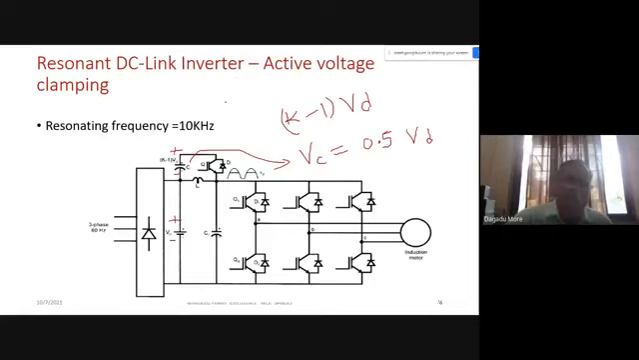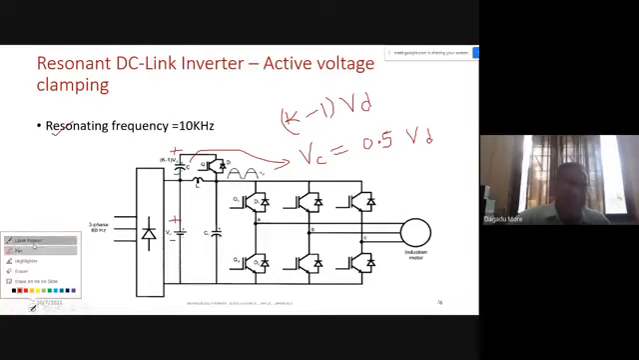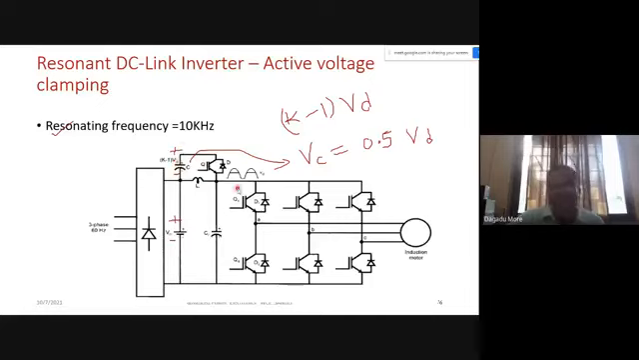Now, the resonating frequency may be given as 5 kilohertz or 10 kilohertz. Now, how does the circuit work? Whatever additional circuit we are putting, what is it? A capacitor and switch we put across a resonating inductor. And what is the purpose of this circuit? Our purpose is that the capacitor voltage should not increase to twice VD. We want to limit it to 1.5 VD with the help of this capacitor and this particular switch.